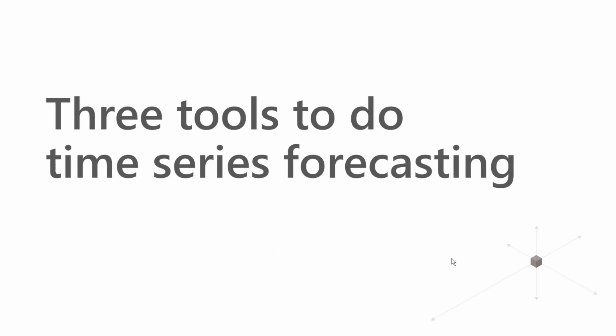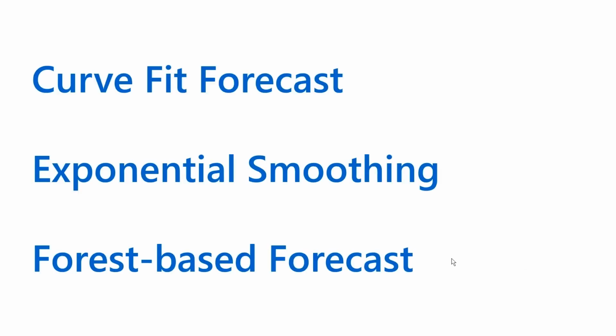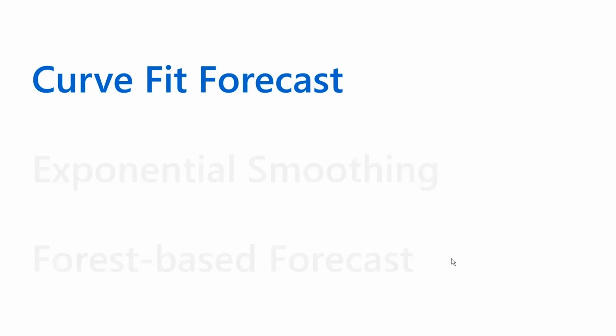There are 3 tools in ArcGIS Pro that help you perform time series forecasting. Each of these tools uses a different model, or in other words, a different approach to forecast. The 3 tools are Curve Fit Forecast, Exponential Smoothing Forecast, and Forest-Based Forecast. Let's begin with the simplest of these tools, Curve Fit Forecast.